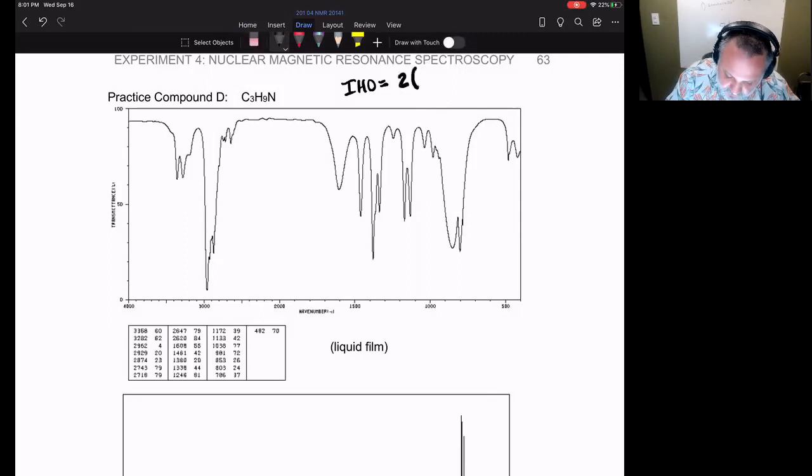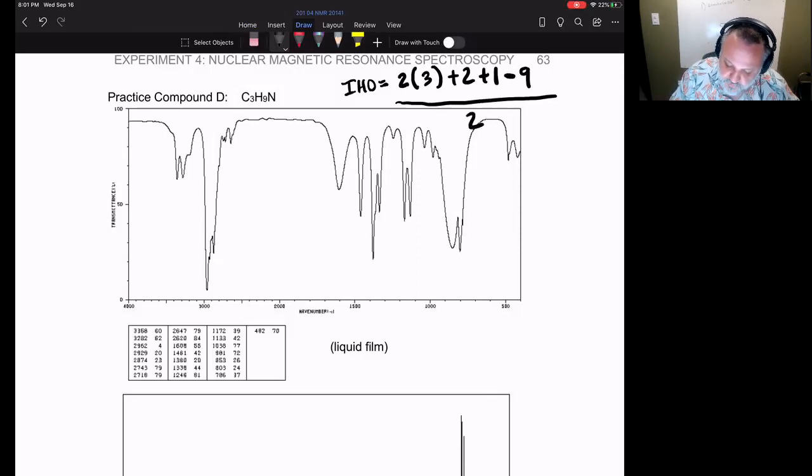2 times the number of carbons, which is 3, plus 2, plus the number of nitrogens, minus the number of hydrogens, and the number of hydrogens is 9. There we go. I did it. There we go. Divided by 2.